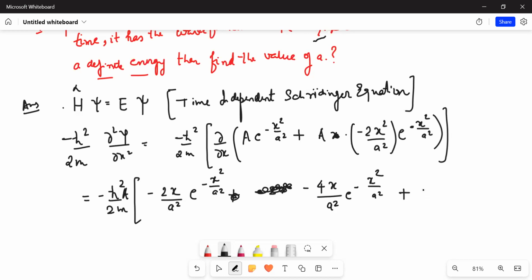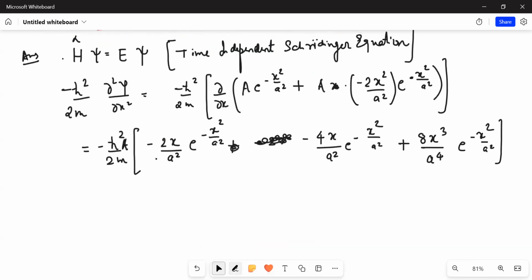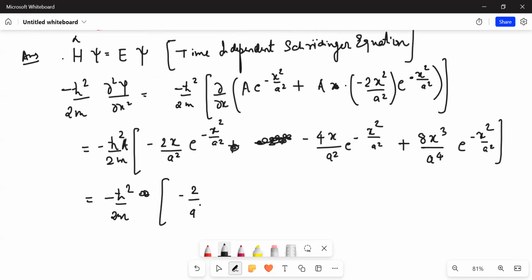So this minus 2x upon a squared you will get. So this will be 8x cubed upon a raised to power 4 e raised to power minus x squared upon a squared. Okay, so I think there is no mistake till now. If there's a mistake, kindly verify this. Take this x common out and e raised to power minus x squared upon a squared also common out. So you'll get minus h bar squared upon 2m x and e raised to power minus x squared upon a squared.